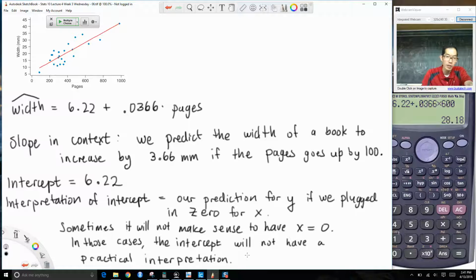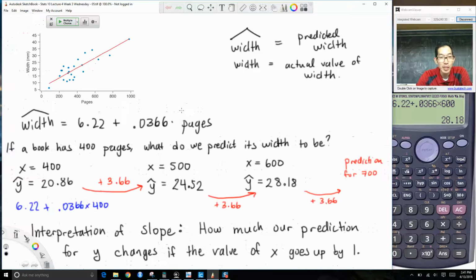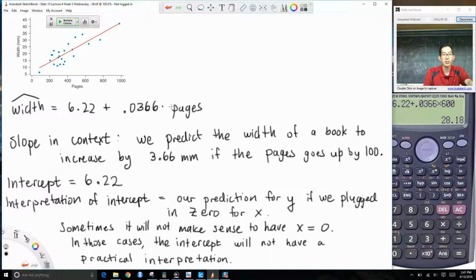Okay. Can we imagine a book with 0 pages? Maybe, maybe not. I kind of can. Okay, so here our intercept is 6.22. You could imagine tearing all of the pages out of your book, okay? And what would you be left with? You would be left with the covers, right? And so if you were to measure just the thickness of the covers, perhaps you would get a number close to 6.22.